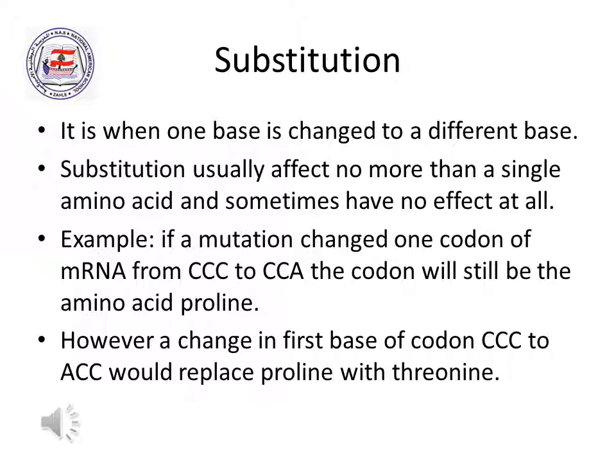Substitution can have no effect on a gene and will not change the amino acid. For example, if a mutation changed one codon of messenger RNA from CCC to CCA, that is, cytosine is replaced by adenine, the codon will still give the amino acid proline. However, a change in the first base of codon CCC to ACC will replace proline with threonine.